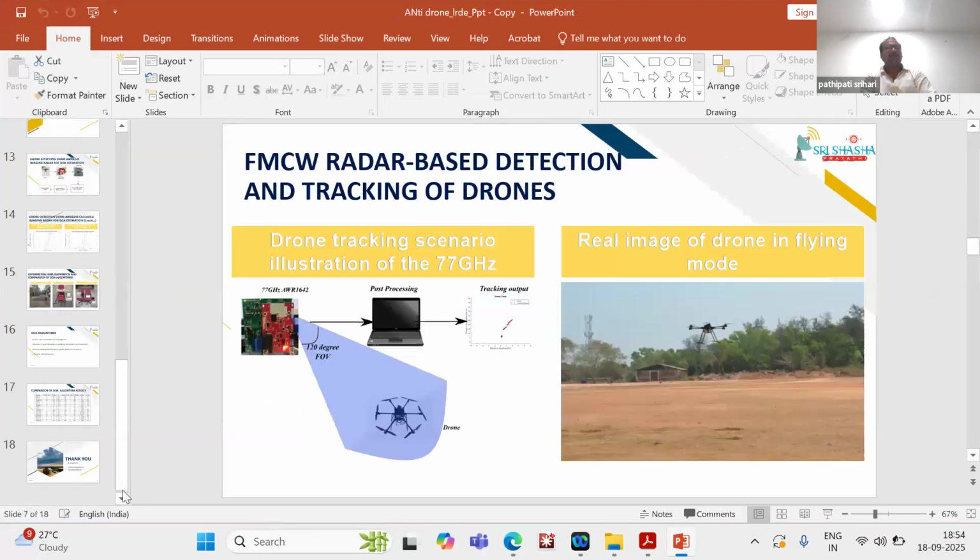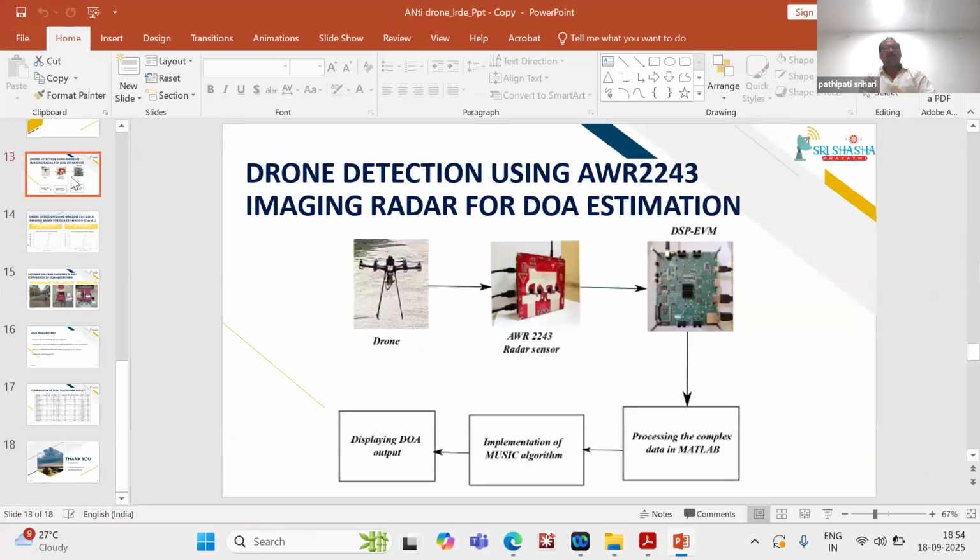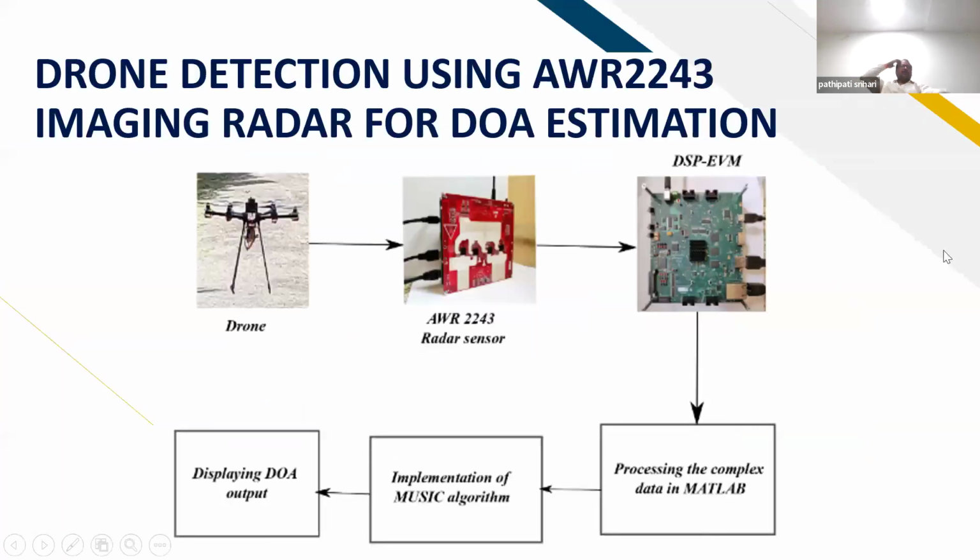A lot of experiments have been carried out, but specifically, in drone detection, we carried out a certain experiment. We actually published a paper on it. When the drone is there, there is one radar sensor, which we purchased from TI with the help of some other people. So it is the drone and the AWR2243 sensor and then a DSP EVM, processing the complex data in MATLAB, and implementation of the MUSIC algorithm to find the DOA.